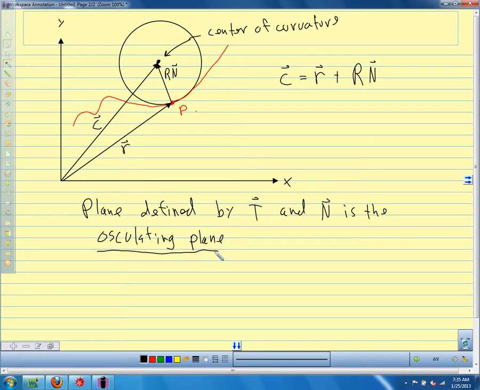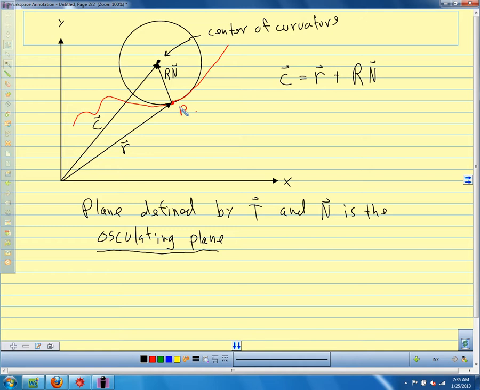Osculate comes from the Latin osculum, which means to kiss. So the osculating circle is the circle that's kissing the curve at that point. So they're just barely touching. The osculating plane is the plane that's kissing the curve at that particular point.